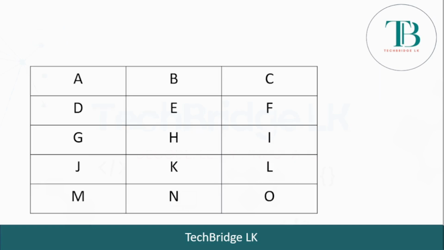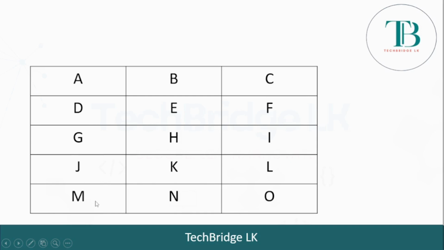So to understand the concept, we will first discuss what a table is. If you consider a table like this, I just drew a table with 3 columns and 5 rows. So 3 columns means this is column A, column B and column C, and the rows are the A row, the D row, and the D, G, H and M rows.